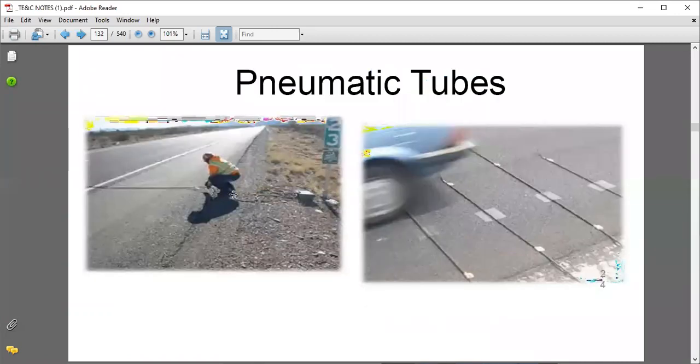You can see here these are the pneumatic tubes, and some equipment is provided here. When a vehicle moves over that tube, the air is pushed out through the pipe, and the signal passes towards the receiver.